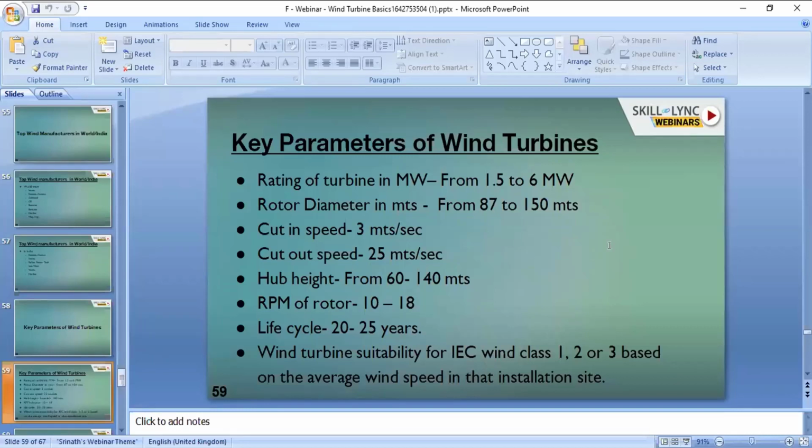There are various types of wind turbines based on the IEC standards, say IEC class 1, 2, or 3, based on the average wind speed at the installation site. If it is IEC class 1, the wind speed is more than 10 meters per second. That is the average speed for the last, I should say, 5 to 8 years. For class 2, it is around 7.5 meters per second, and for class 3, it is around 5 meters per second.